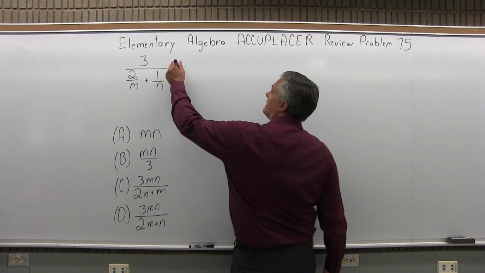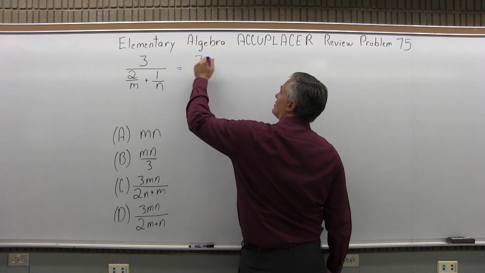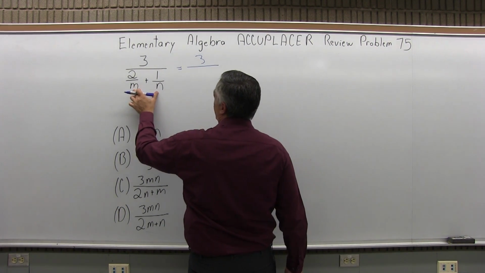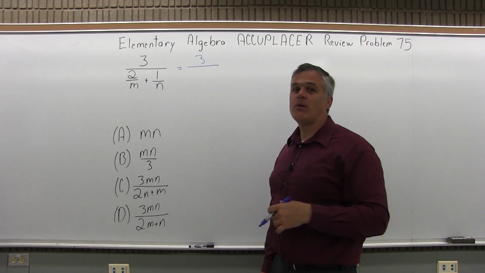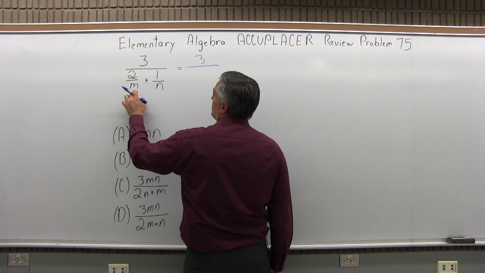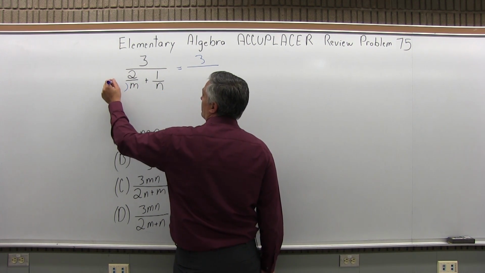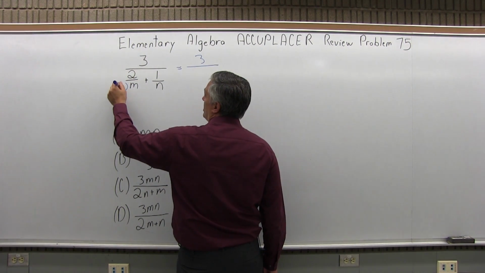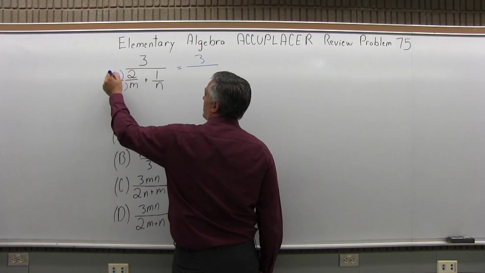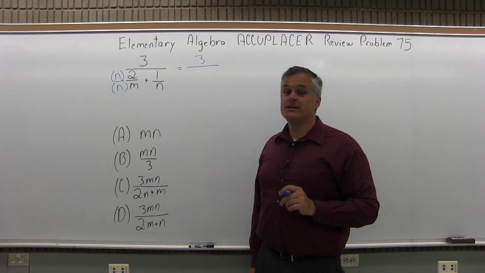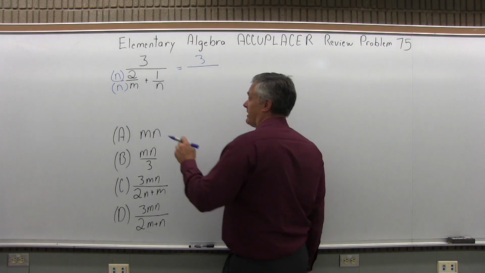So let me do this. Let me keep the 3 on top, and now the m and the n don't match. I have to make a common denominator. So the common denominator would be m times n. So the first fraction in the bottom, the 2 over m, I'm going to multiply both the top and the bottom times n. Again, as long as I do both top and bottom, it's basically going times 1.